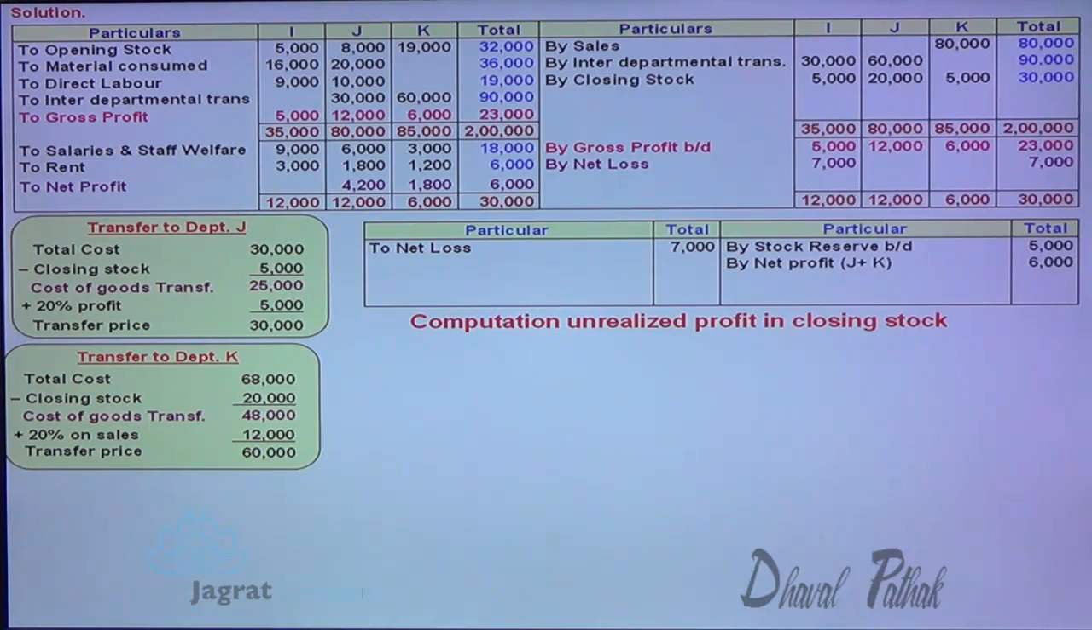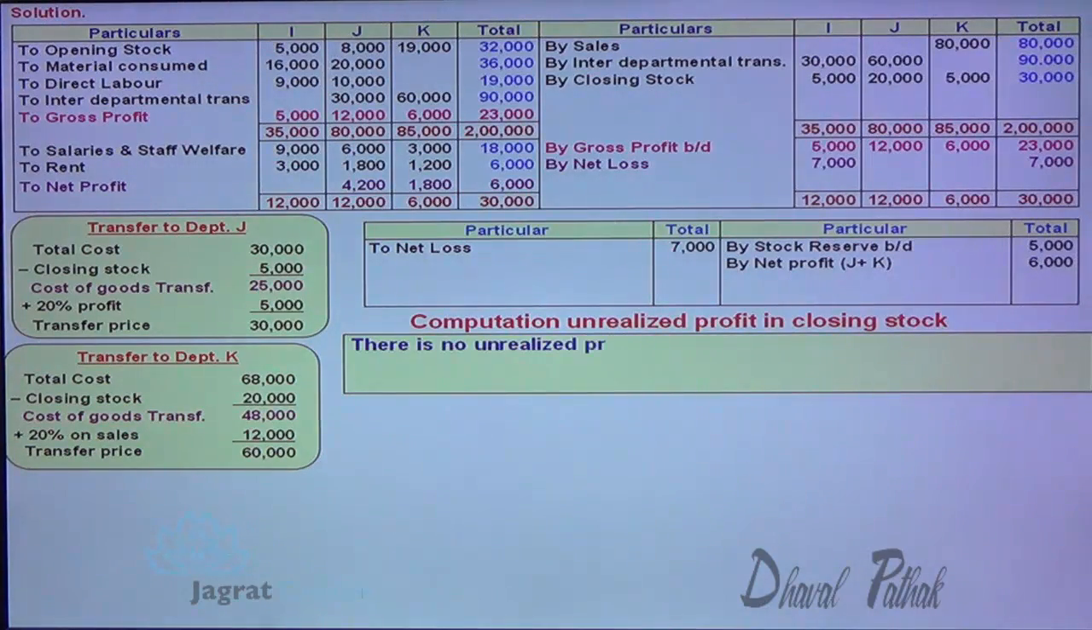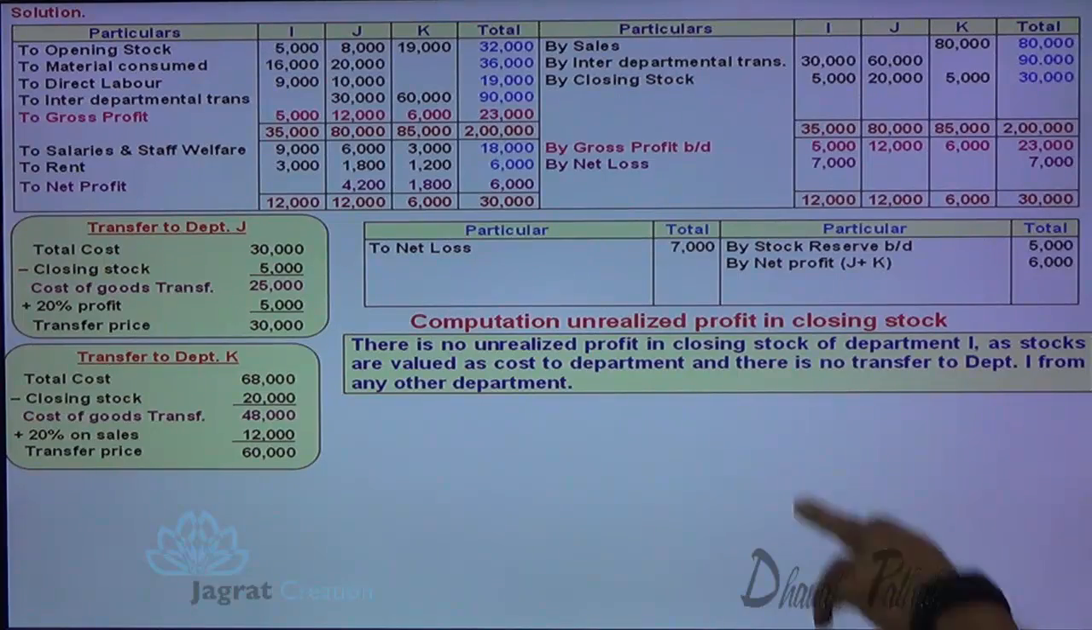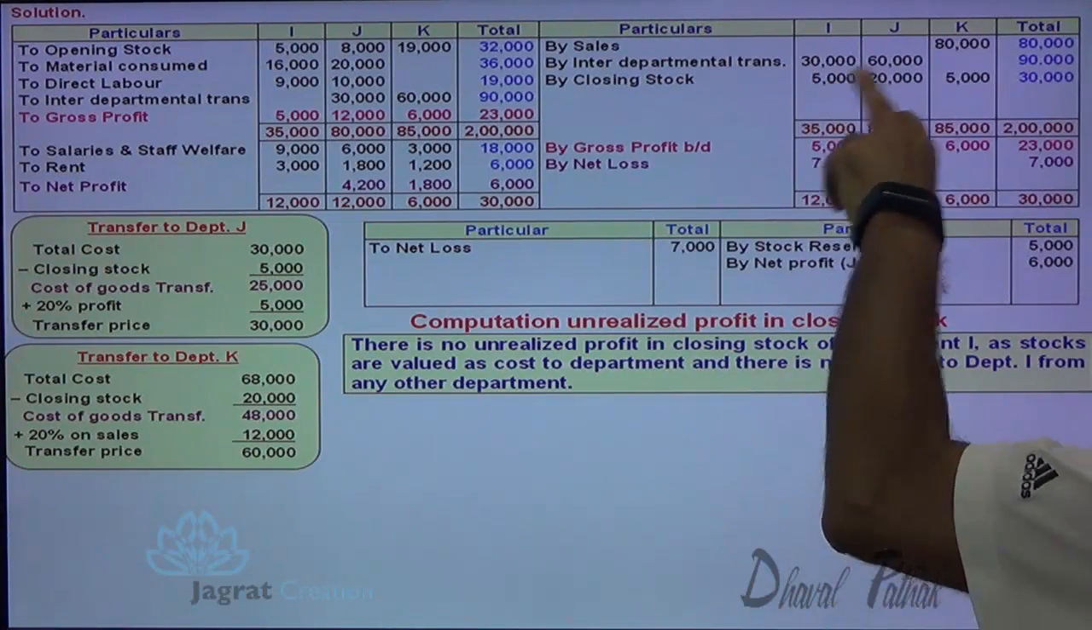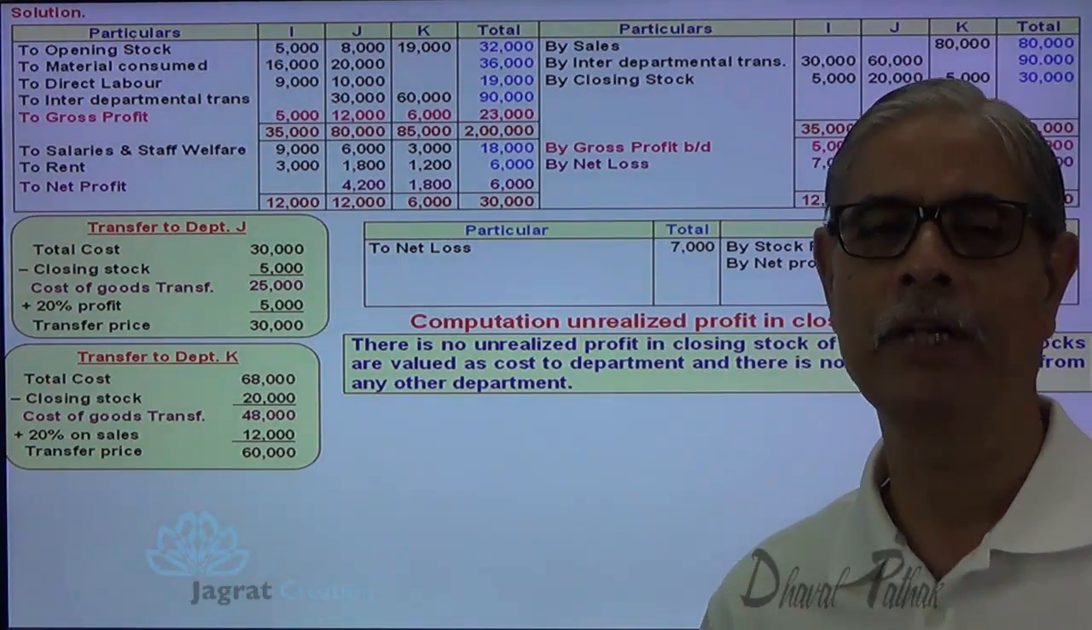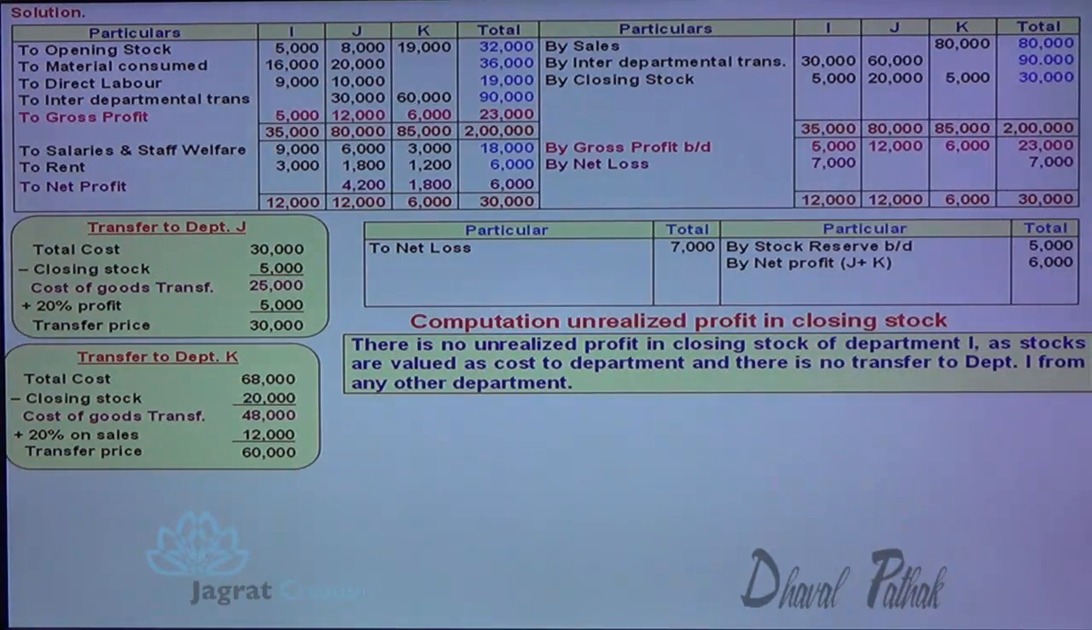Computation of unrealized profit in closing stock. There is no unrealized profit in the closing stock of department I, as the stocks are valued at the cost to the department, and there is no transfer to department I from any other department. So there is no unrealized profit in the closing stock of I, rupees 5,000, so no need to calculate. Now next.